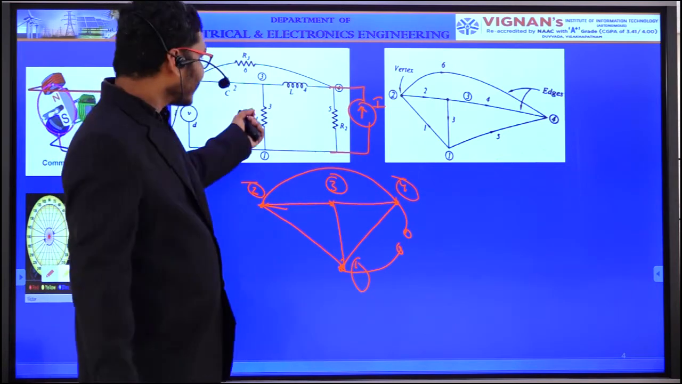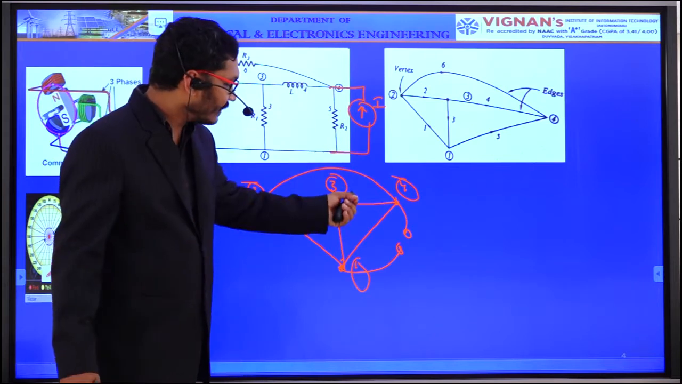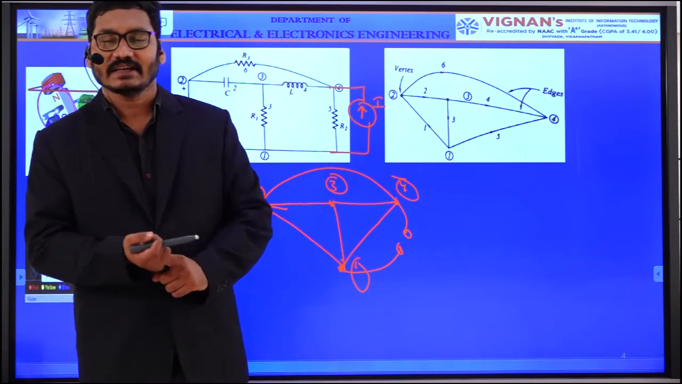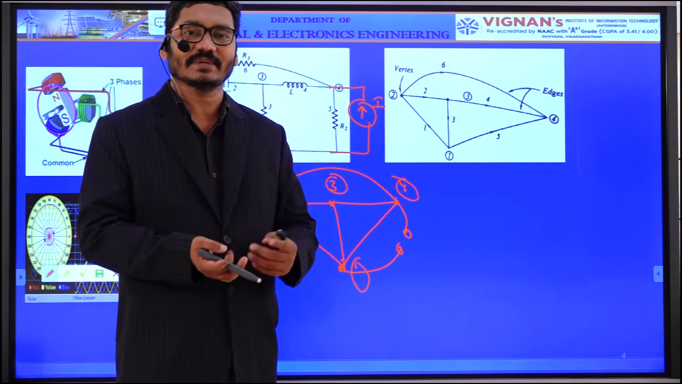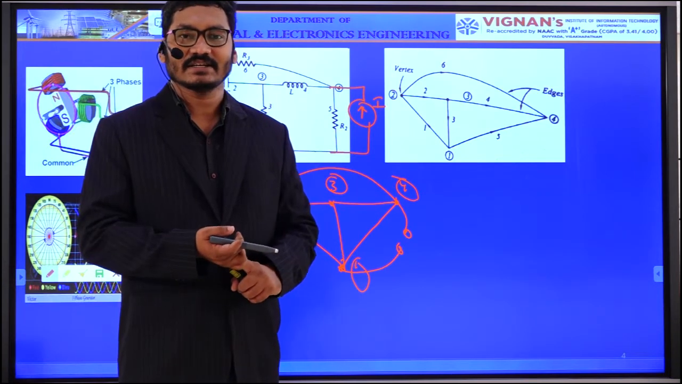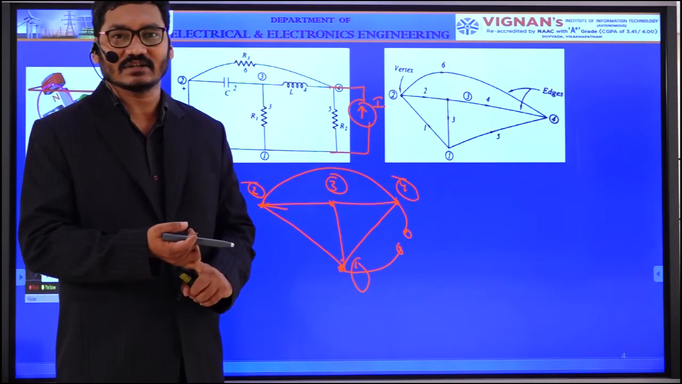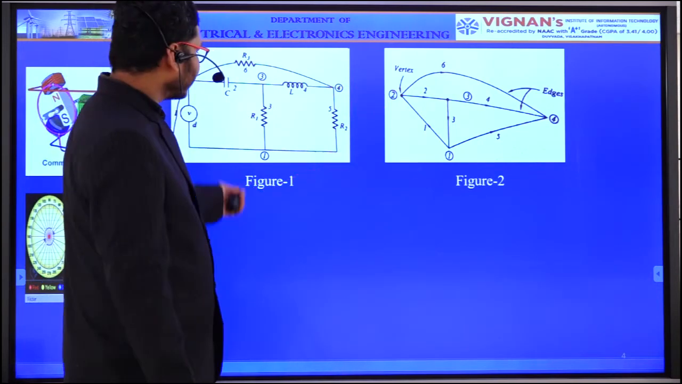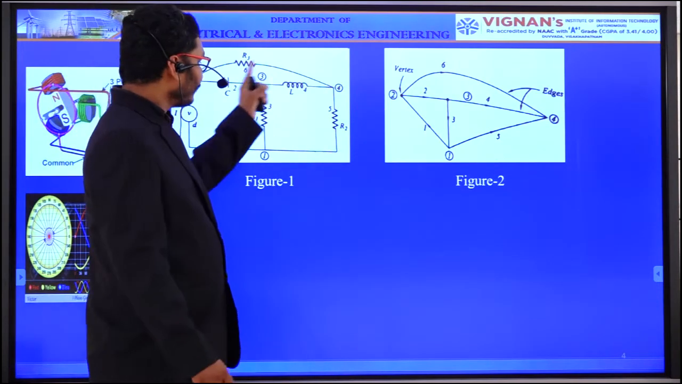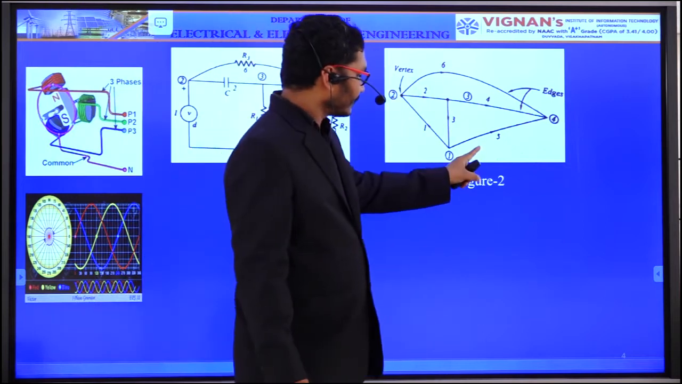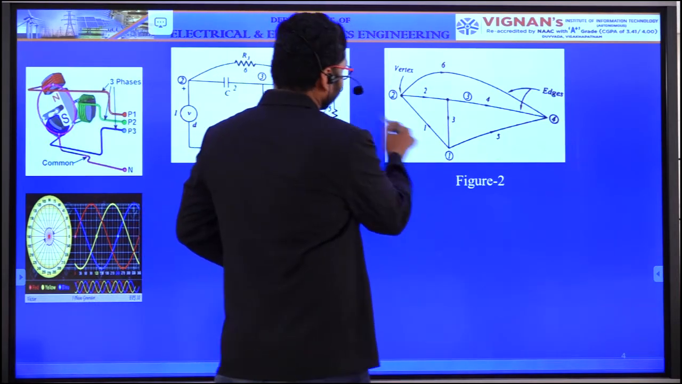It means this network you can represent as a graph. For this graph you can form matrices: the incidence matrix, cut set matrix, tie set matrix. Based on that you will get the voltage and current relations. So this is figure 1, this is figure 2. For figure 1, this is the graph. For this network, this is the graph.